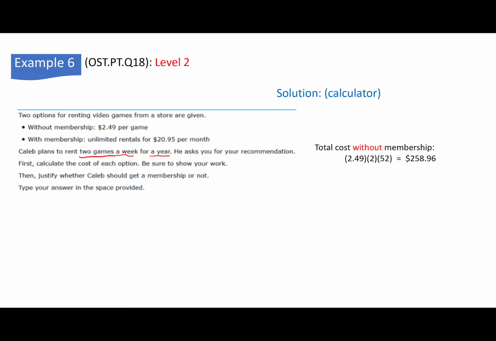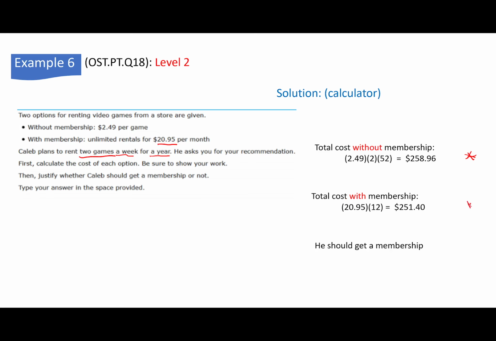Option 1, without membership. Without membership is $2.49 a game. 2 games per week, 52 weeks a year, you get this cost. That's how much he would pay if he does the without membership. Now, with membership, it's $20.95 per month. So per year, you times it by 12, you get $251.40.